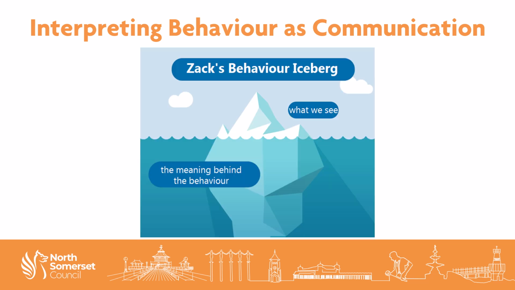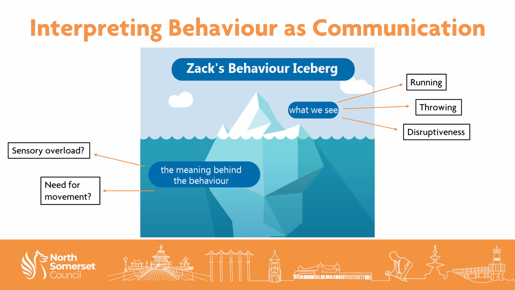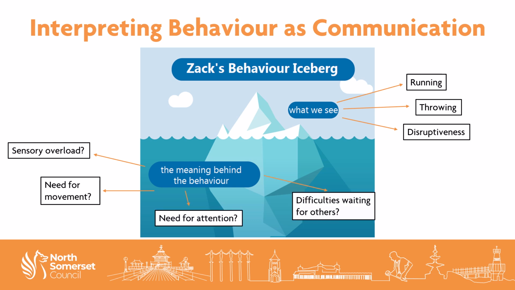Well, on the surface, what we see is running, throwing, and disrupting the group. But underneath, we might guess that he is expressing sensory processing needs such as being overwhelmed by noise or a need for movement, or expressing a difficulty sharing adult attention in a group, or a difficulty restraining his impulses.